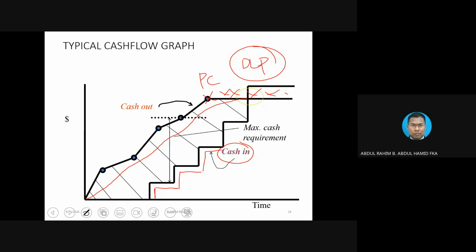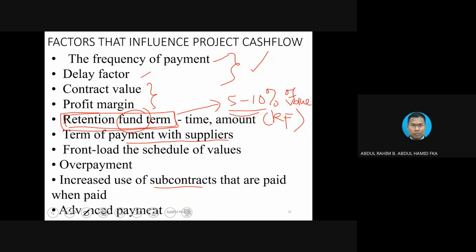Similarly, when the contractor hires subcontractors, they can use terms like they will pay the subcontractor when they get paid from the client, delayed payment. So again, to ease their cash flow. Okay. Number six, front load schedule of value.